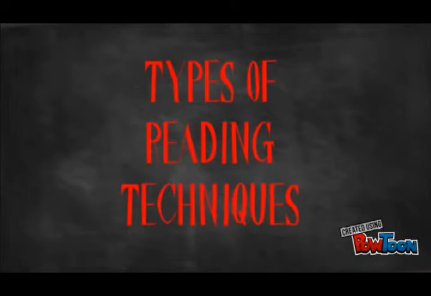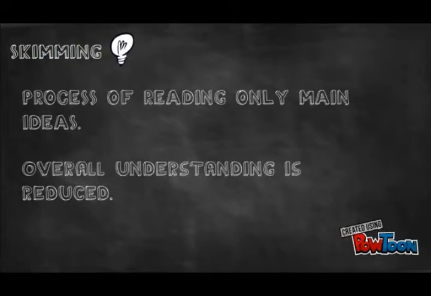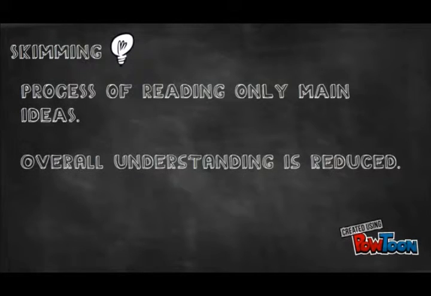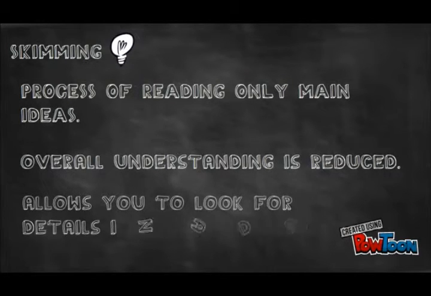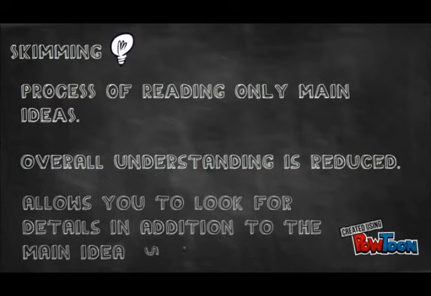There are two types of reading techniques for fast reading. The first one is skimming. Skimming refers to the process of reading only main ideas within a passage to get an overall impression of the content of a reading selection. With skimming, your overall understanding is reduced because you don't read everything. You read only what is important to your purpose. Skimming takes place while reading and allows you to look for details in addition to the main ideas.